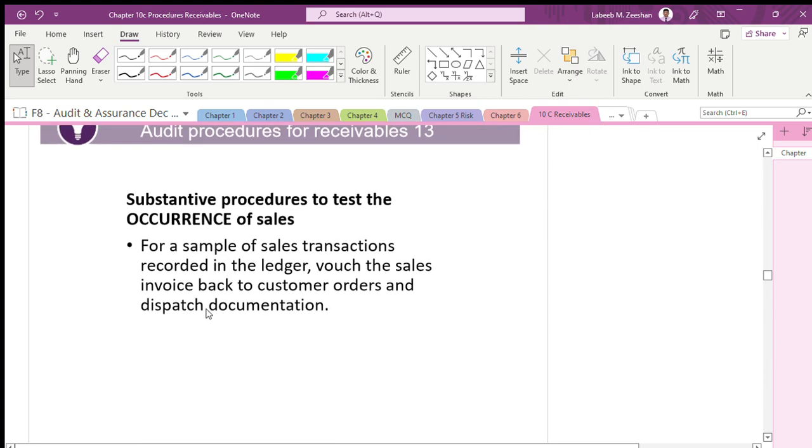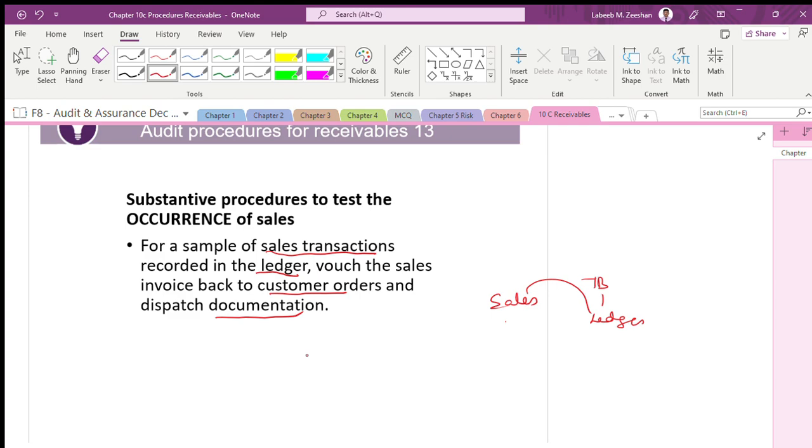Last, this is the ending stage. For a sample of sales transactions, you have to make sure that they have been recorded in the ledger and trial balance. Ledger means whatever the ledger balances are carried to the trial balance. Vouch means you should compare. Vouch the sales back to customer orders and dispatch documents. When we talk about sales in terms of the ledger, the ledger is nothing but the trial balance.